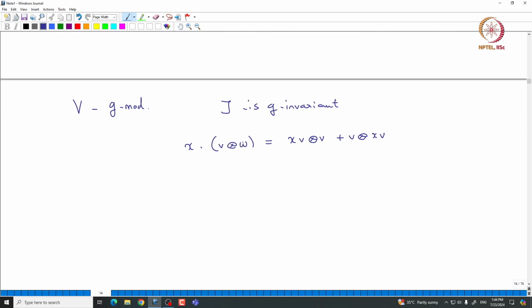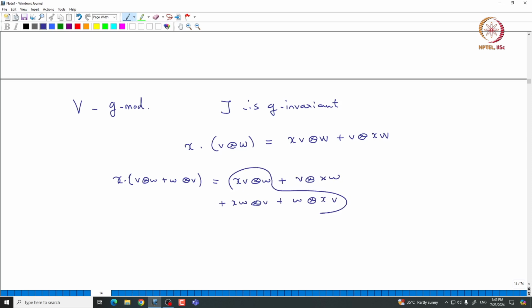Take x acting on v tensor w, then we know that this is xv tensor w plus v tensor xw. So now if you take x acting on v tensor w plus w tensor v, then we get xv tensor w plus v tensor xw plus xw tensor v plus w tensor xv. So now you can see that you can group these two elements, and then you can group these two elements. Okay. So then this is again inside J.